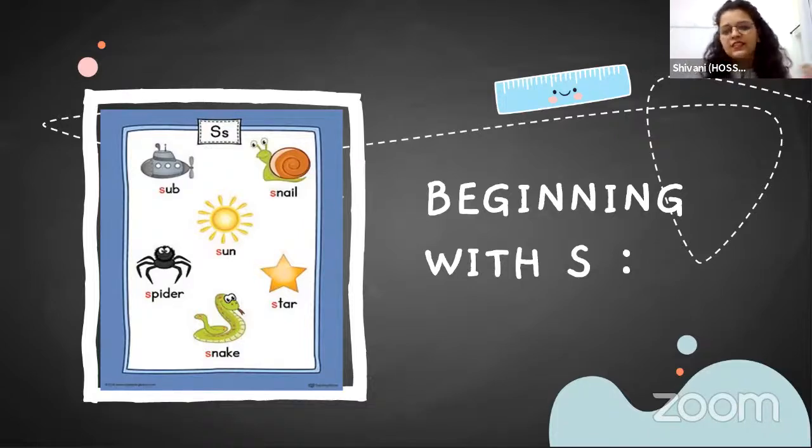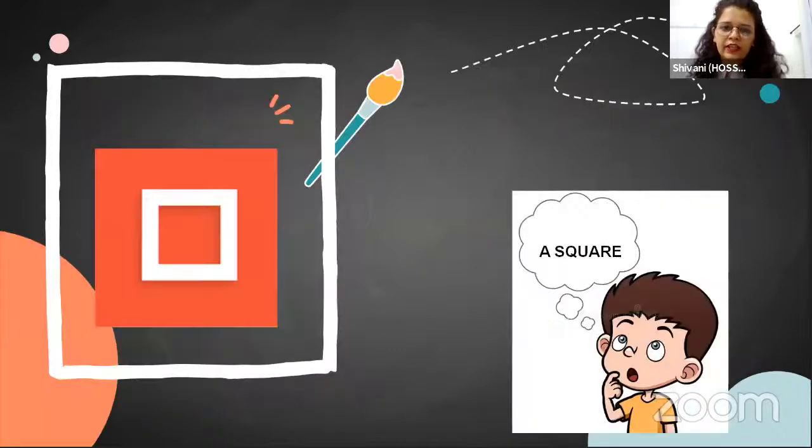So they can see snake, which insect starts with S, spider, which thing starts with S, a marine, sun, star. So this enhances their vocab also, and they will enhance the first sound, which is S, the beginning sound. S. So like this, the teacher will do this activity.